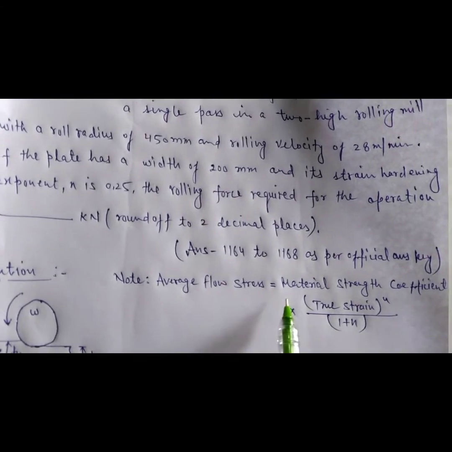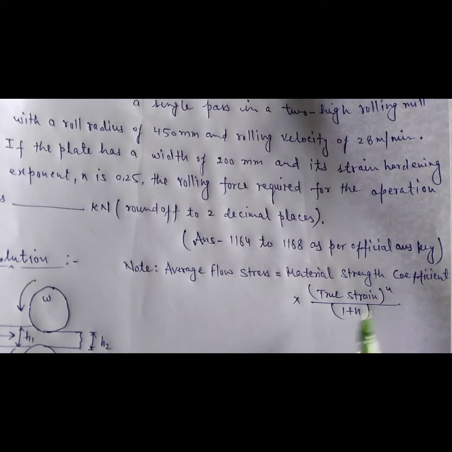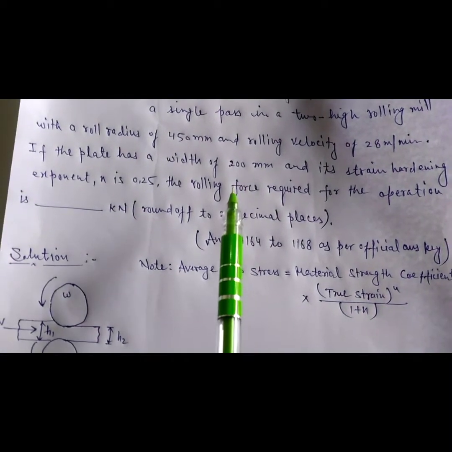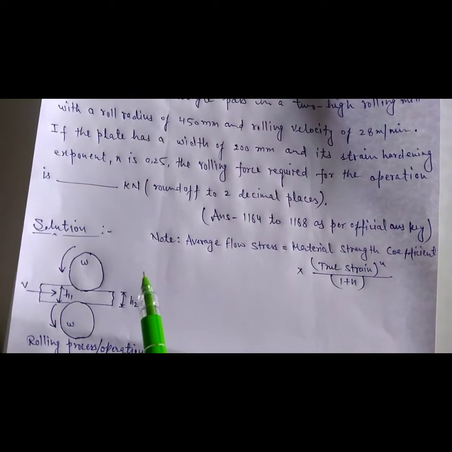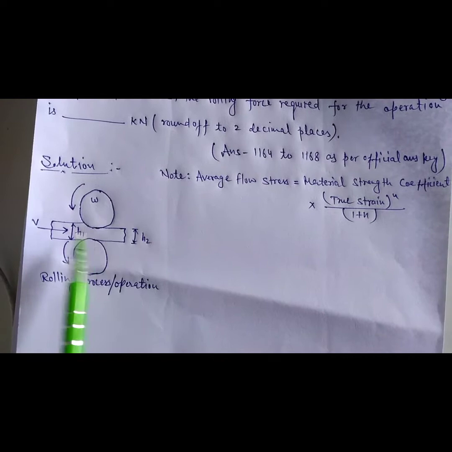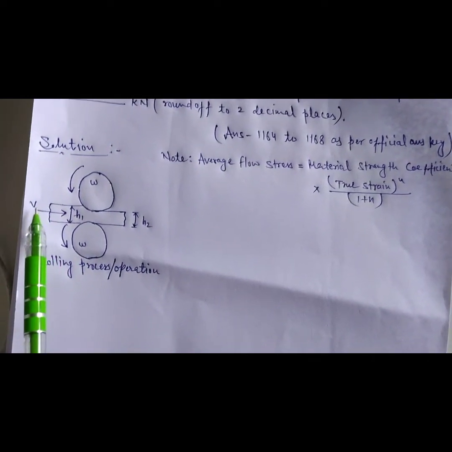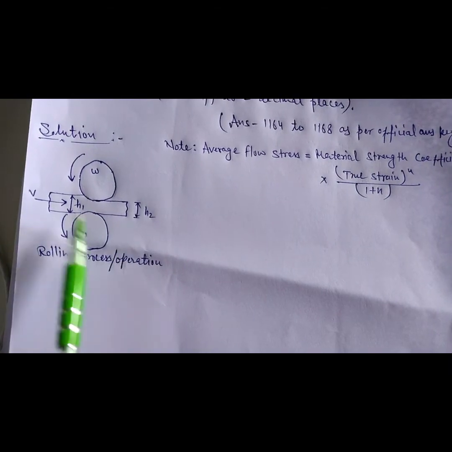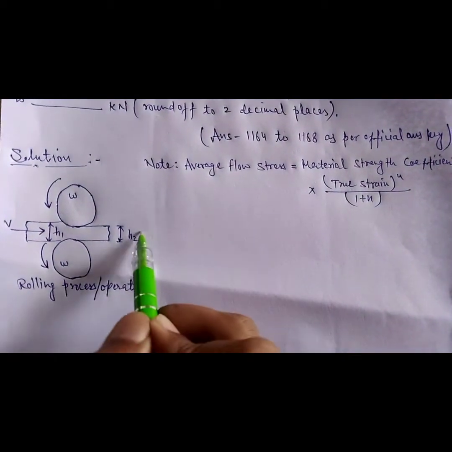Note: average flow stress is equal to material strength coefficient into true strain to the power n upon 1 plus n. This is a rolling process in which we have to calculate the rolling force required for the operation. This is a rolling operation in which two rollers are rotating in anti-clockwise direction, and this is the steel plate which is moving in this direction.